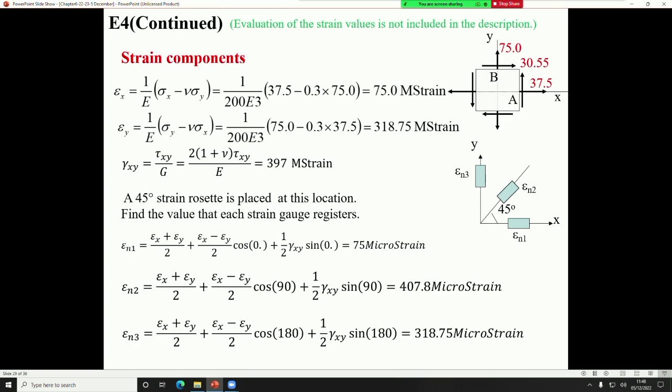I think last year I gave the students 120 degrees of strain rosette. Once they did the analysis, I asked them to tell me what strain gauges 1 and 2 register. And the majority did it correctly.